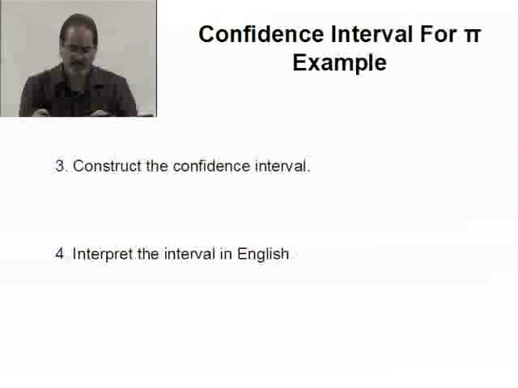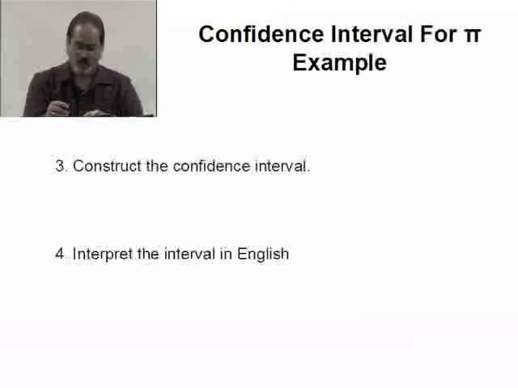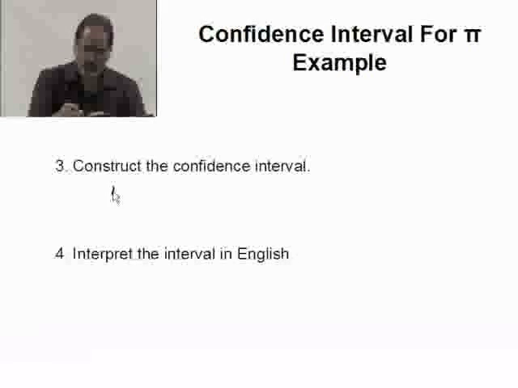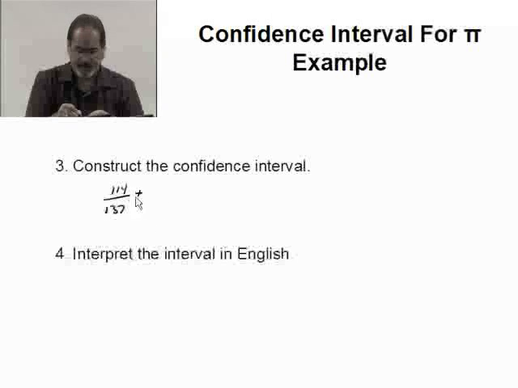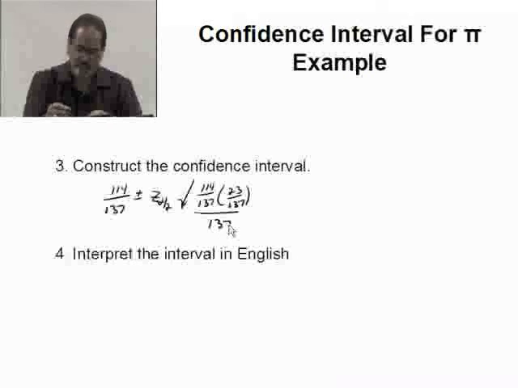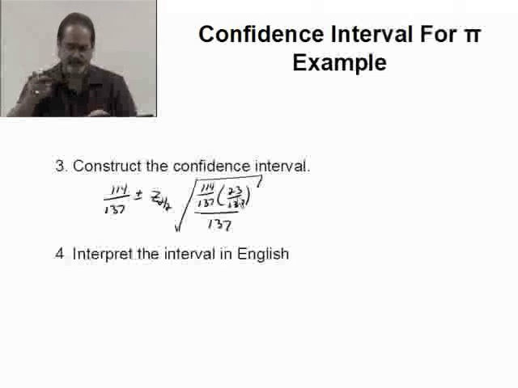Now, I want to construct the confidence interval, and then when I'm done with it, I need to be able to interpret it. What does it actually mean? Well, the confidence interval will look like 114 divided by 137, that's p hat, plus or minus z of alpha over 2 times the square root of 114 divided by 137 times 23 divided by 137, all divided by 137. And I'm going to change that radical to make sure you can see the whole thing is under the radical. See, 23 over 137, that's 1 minus p hat.